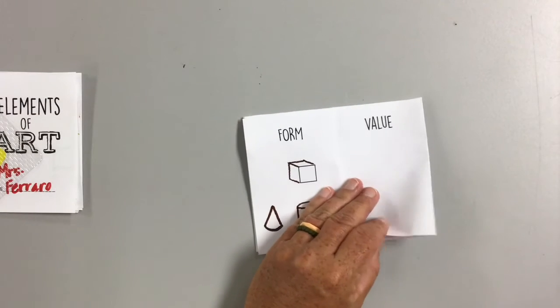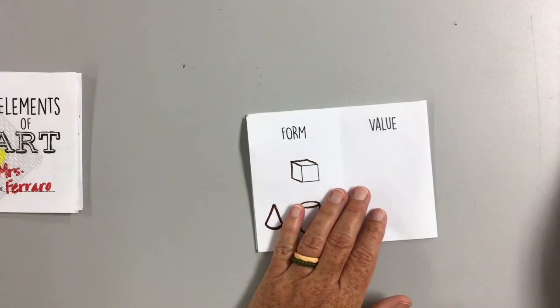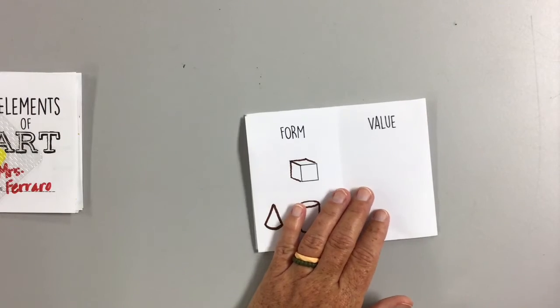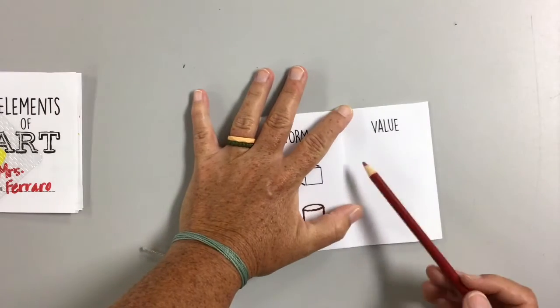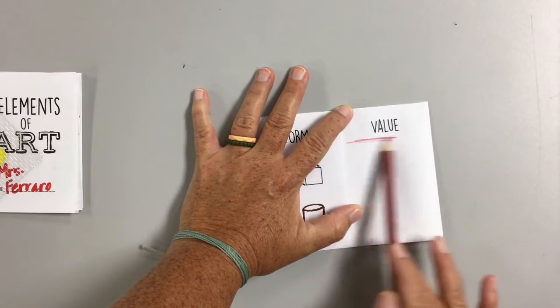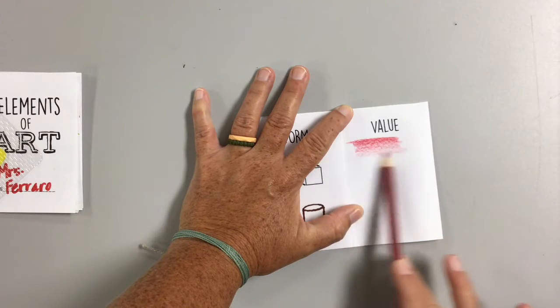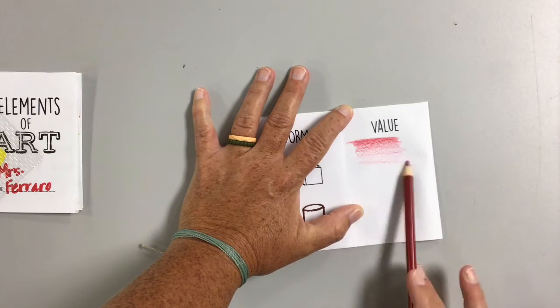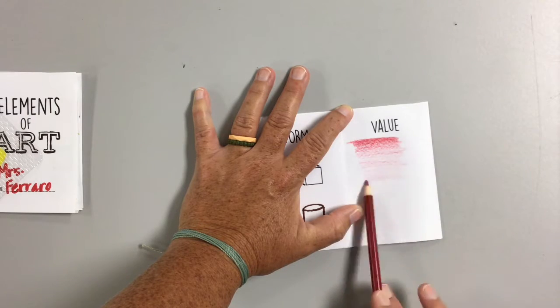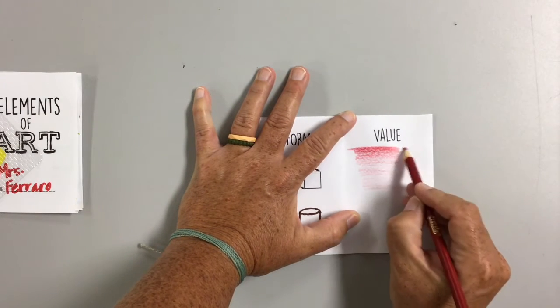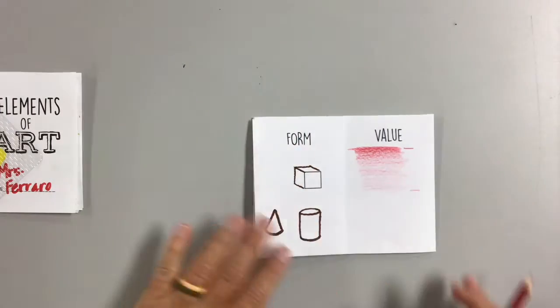And then we're going to talk about value. Value is the lightness and darkness of a color. So if you take one of your colored pencils or your crayons and you start by pressing hard with your pencil, and as you move down the paper, you can gently loosen up your pressure and you will create a value. So you have your dark value and your light value.